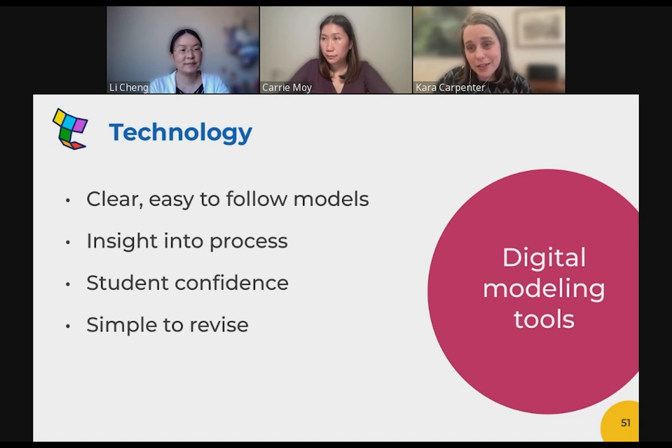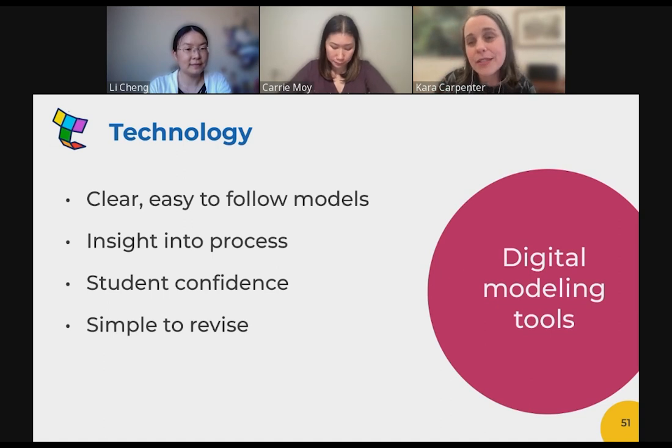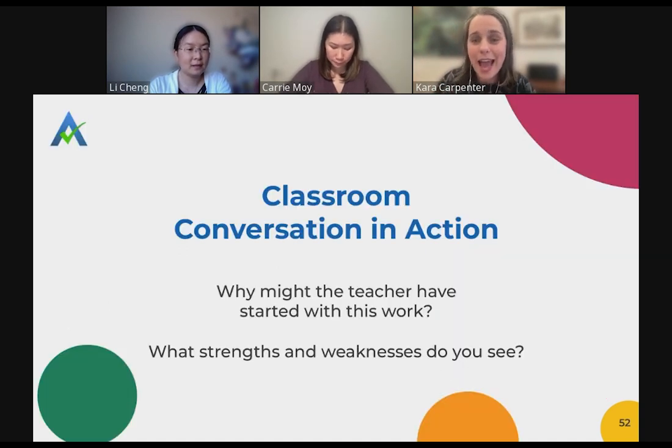And these models can be really simple to revise. We all know, I made a mistake, the eraser marks all over the paper, or, oh gosh, do I have to start again? Versus when you're working with a digital tool, it's much simpler to erase, to recolor, to repaint, to resize. And so we'll see some of these in action.